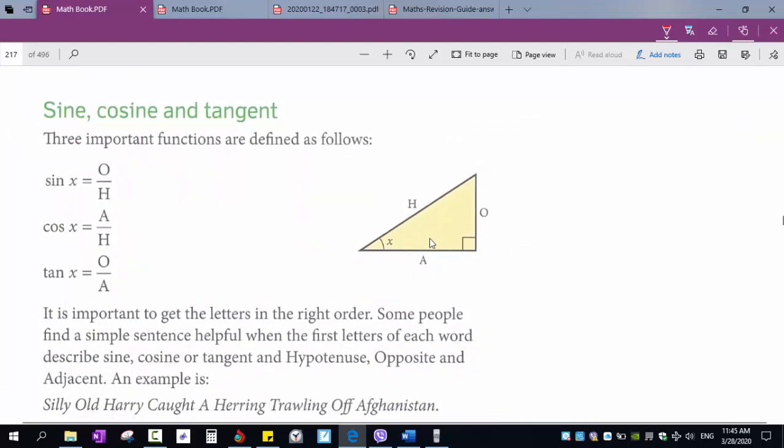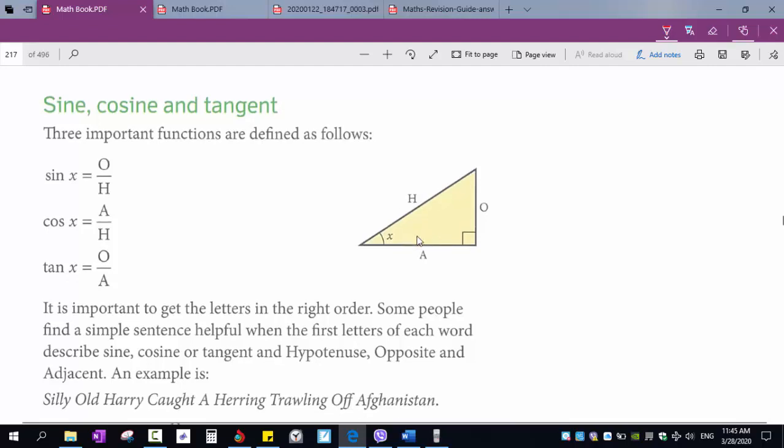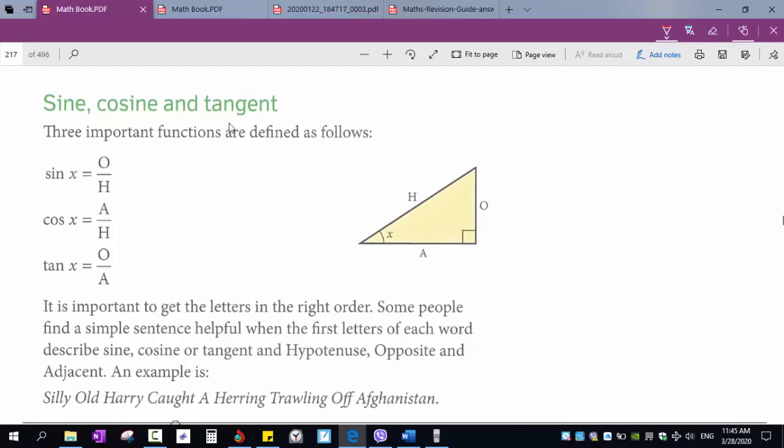Then we have sine, cosine, and tangent. Sine of this angle, we work on this triangle, so we need to use angle x. So the sine of angle x is opposite over the hypotenuse. O over h, opposite over hypotenuse.